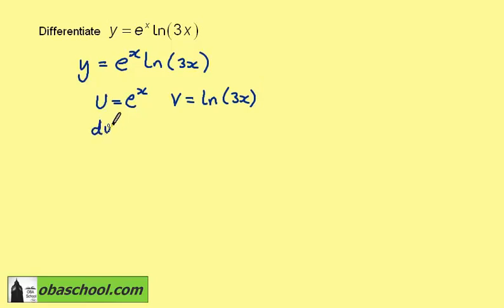So du dx is e to the x, and use the chain rule to find dv dx. We differentiate the outside function, the log, as if the inside function is just x, giving us 1 over 3x, then multiply by the differential of the inside function. The 3's cancel, so we get 1 over x.